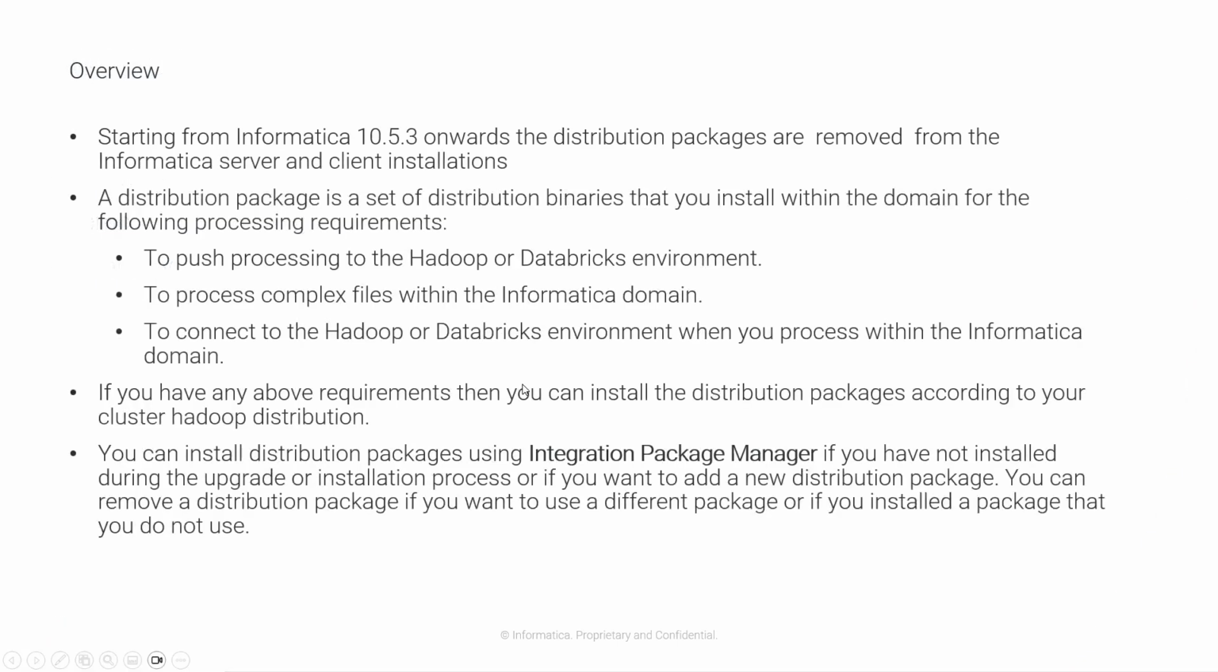Starting from Informatica 10.5.3 onwards, the distribution packages are removed from the Informatica server and client installation. You need to write a shipping request to get the integration package manager and the corresponding distribution which you want to install. A distribution package is a set of distribution binaries that you will install within the domain for the following process requirement.